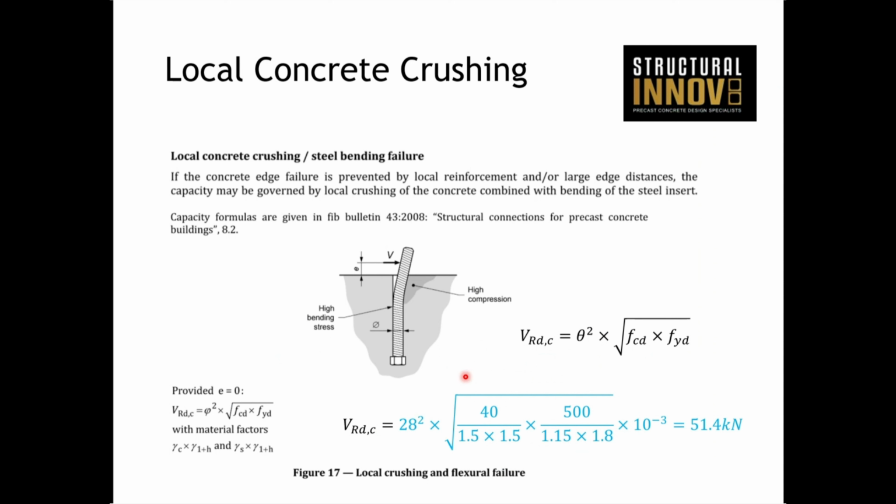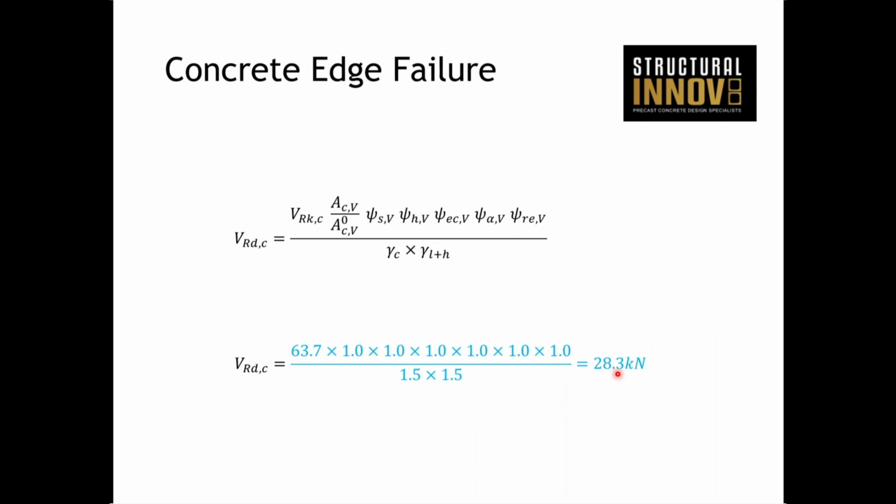When we look at the concrete crushing, when we bring forward the diameter of the rebar, in this case it was 28 millimeters. Because we're on site, we actually have a higher strength of concrete, so we can put in 40 in here. When we pump all those numbers, we get a value of 51.4. So it's almost a reverse of what we experienced when we were demolding. Demolding, we had quite a low value for the concrete crushing resistance and a higher value for the edge failure, but it's the reverse here.